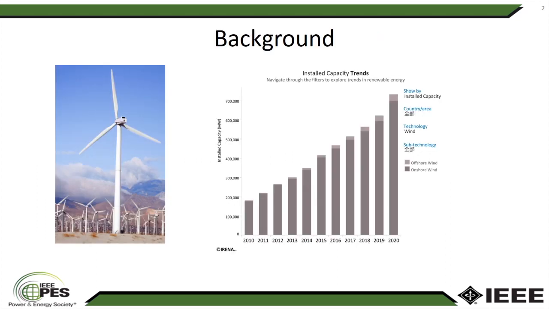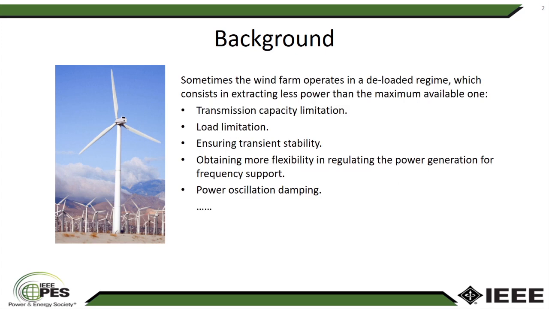As we all know, wind power generation capacity has increased worldwide in recent years. Sometimes wind farms are not allowed to feed their maximum power generation into the power grid. This may be due to the following reasons, for example, the transmission capacity limitation, the load limitation, ensuring transient stability, or some other reasons.